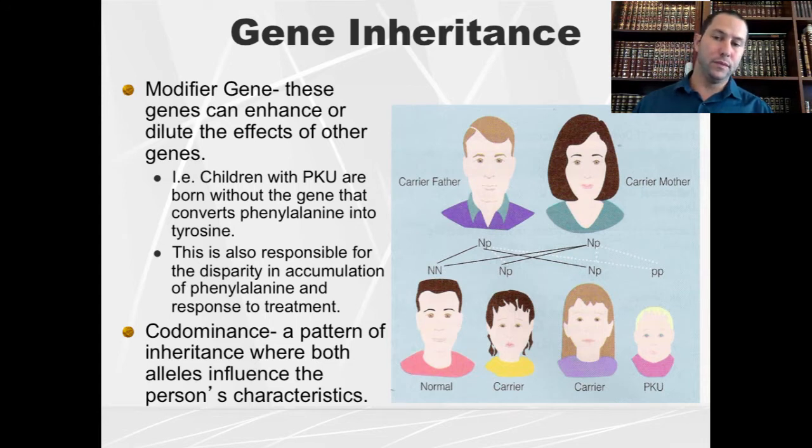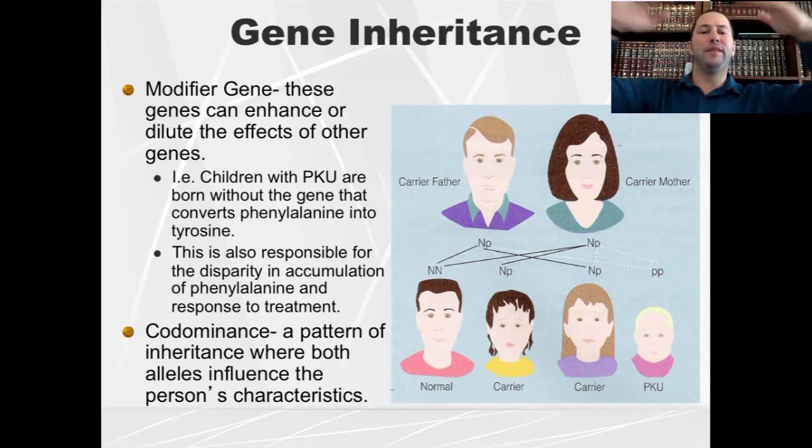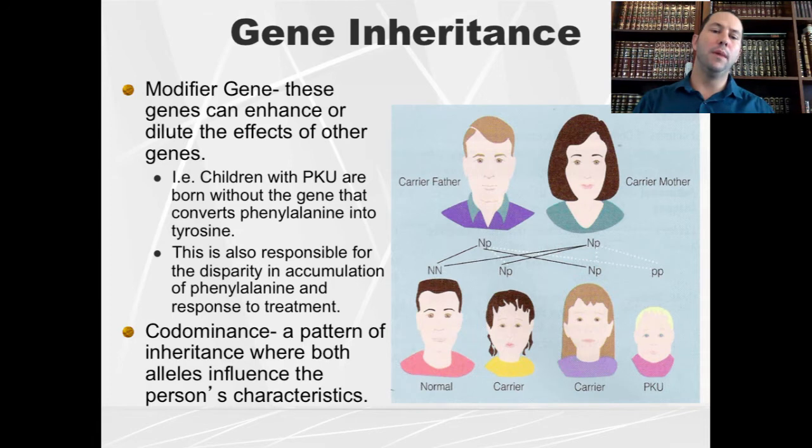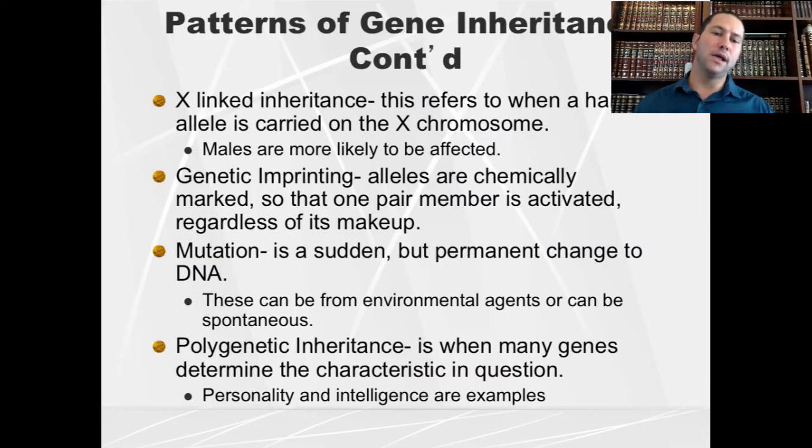So, or it wasn't manifest with them, but their child has it. Another kind of genetic inheritance is called codominance, where basically both alleles have equal value or influence on heritage. Other things we want to talk about in genetics is X-linked inheritance. This refers to a harmful allele that's carried on the X chromosome.